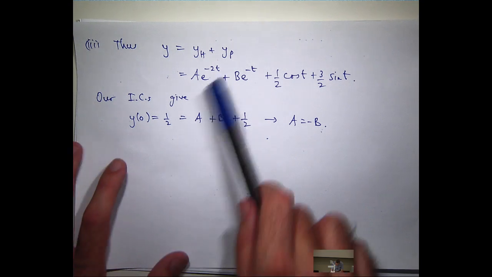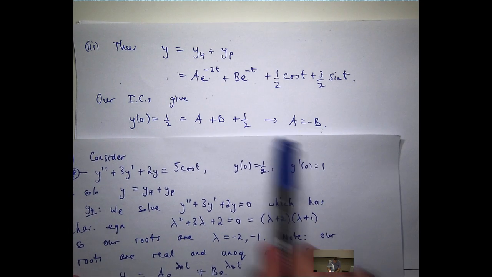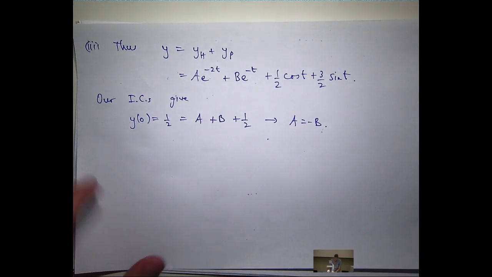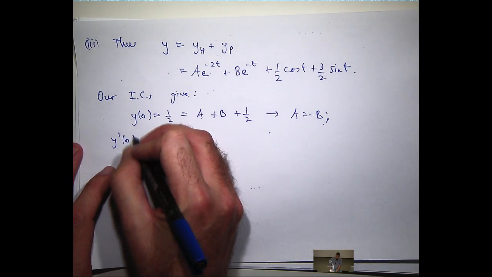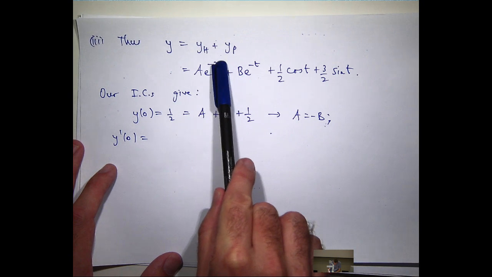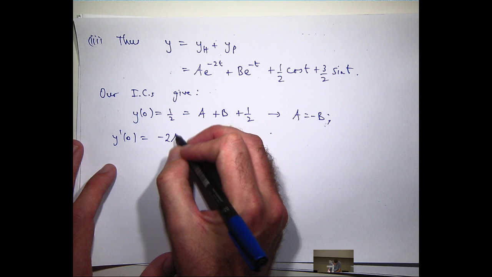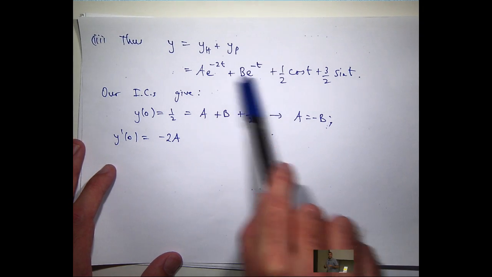Secondly, let's go up here, use our second initial condition. Take this, differentiate it, sub in t equals 0, set it all equal to 1. Okay, so this minus 2 is going to come to the front. When I sub in t equals 0, I'll get minus 2A. The minus 1 is going to come to the front. When I sub in t equals 0, this whole thing is going to become minus B.